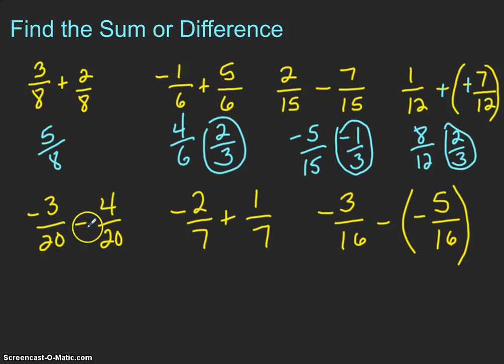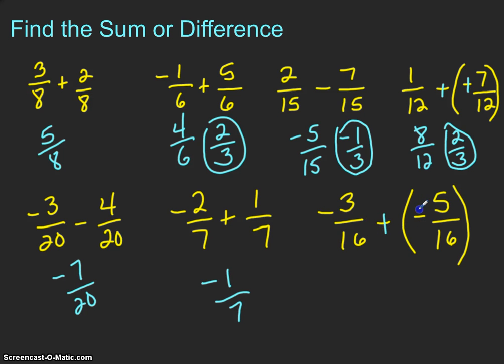Here, I've got same sign, so same sign, sum. 3 and 4 give me 7/20, and it's negative because they're both negative. -7/20. Okay, here, different signs, find the difference. Okay, -2, +1. My answer is going to be negative. Okay, 2 minus 1 is 1/7. Okay, again, you know how to do this. Just some new things with the signs, basically.